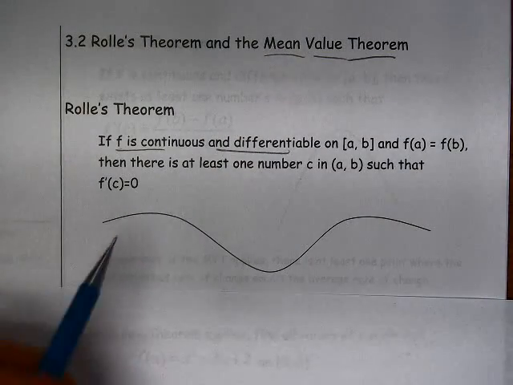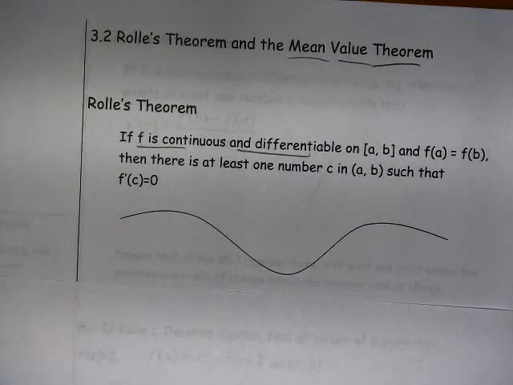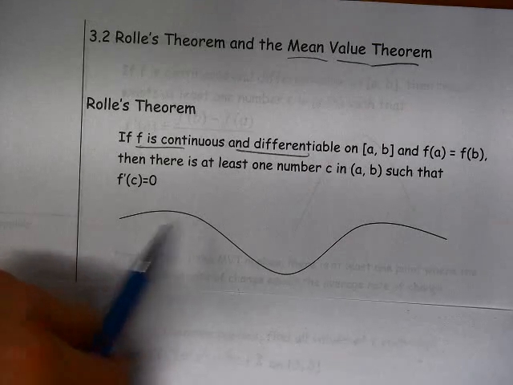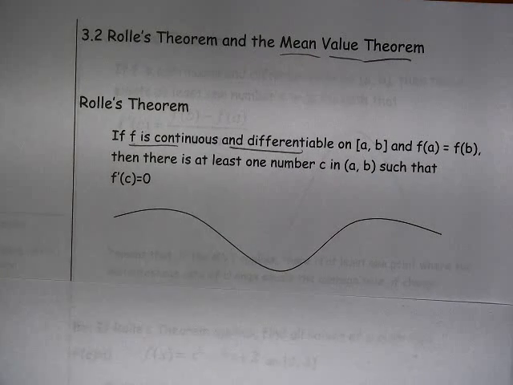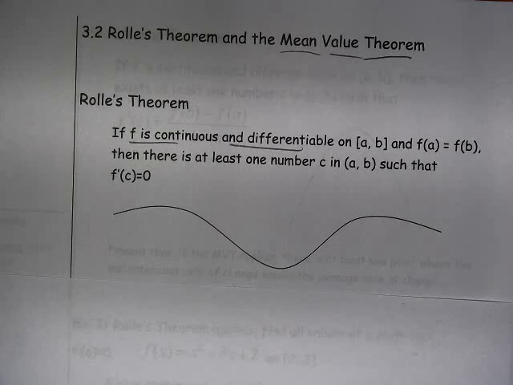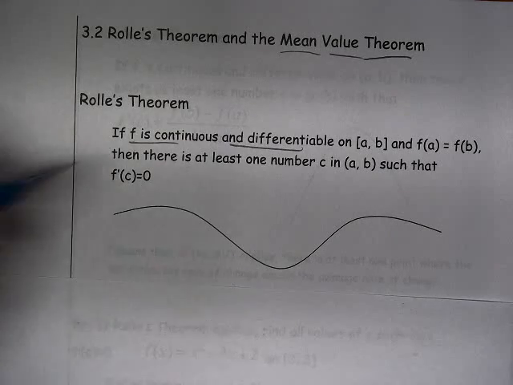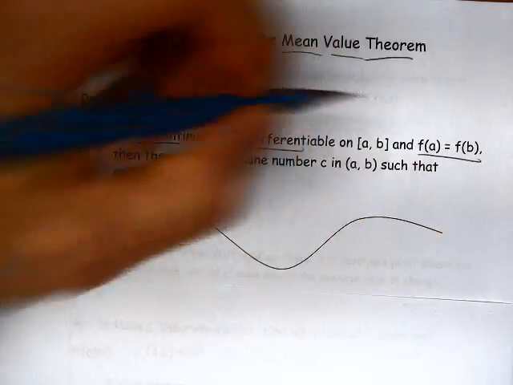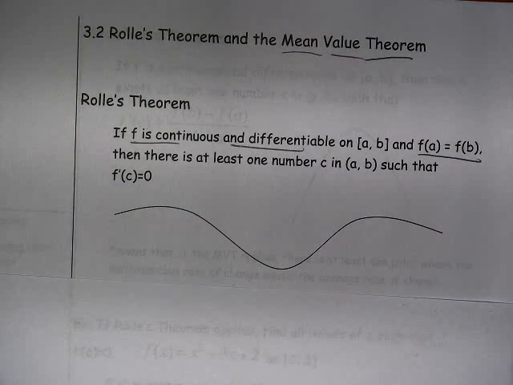So that means that there are no holes or jumps or asymptotes or discontinuities of any kind in f of x. And differentiable, for now, we'll just leave it as it's smooth. So there's no sharp turns and there's no discontinuities. Okay, so it's continuous and differentiable on this interval, and f of a equals f of b.